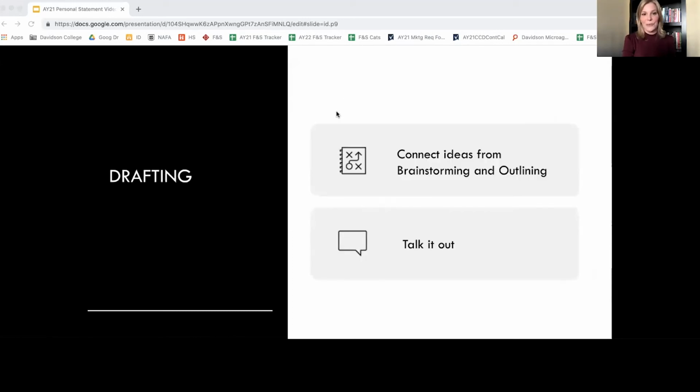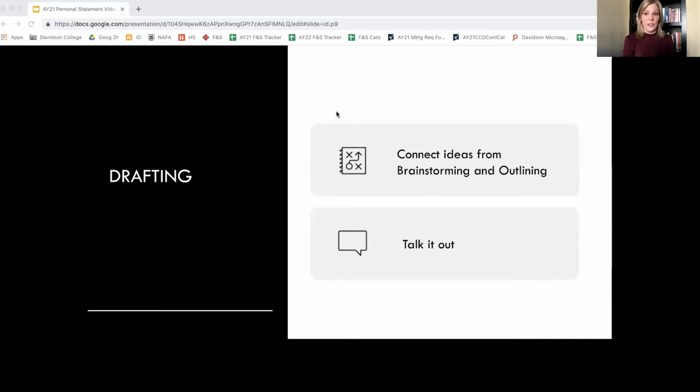The third stage of the writing process is drafting. You will likely go through many drafts of your essay, and that's okay. Use the drafting phase to connect your ideas from brainstorming and outlining into a cohesive narrative that has a clear direction. If you're having trouble getting your ideas on paper, sometimes talking it out can be helpful.